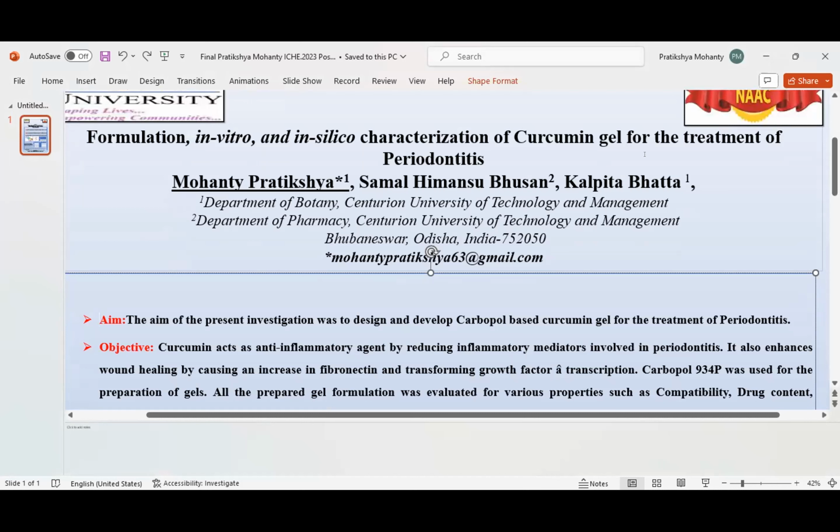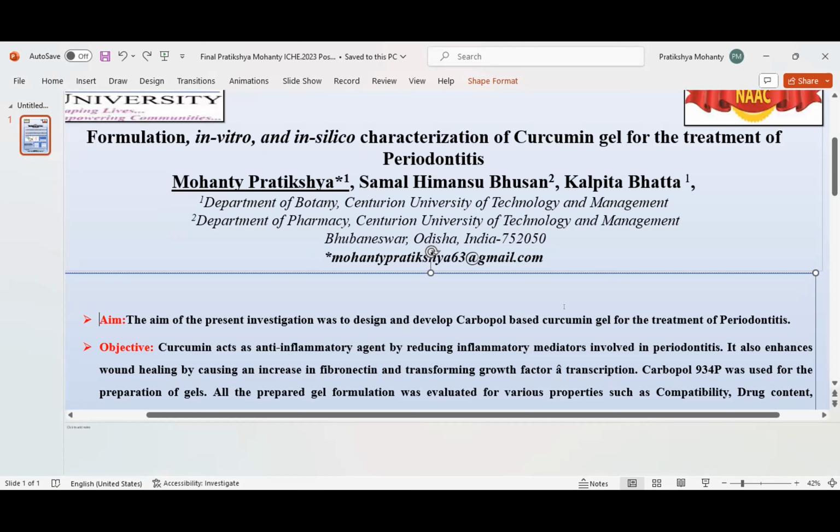Yes, you can proceed. Ma'am, the aim of my work is to study the in silico activity of curcumin to determine the anti-inflammatory activity by using a carbopol-based curcumin gel. Here I am using carbopol because it has strong adhesive properties, and when carbopol is used as a gel formulation, it attaches to the topical surface of the skin, which helps in healing the wound.